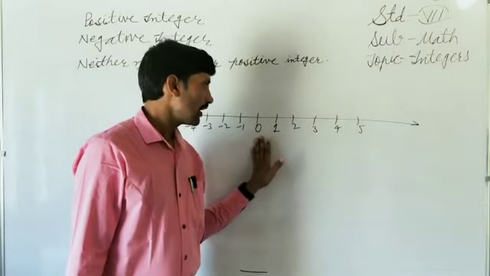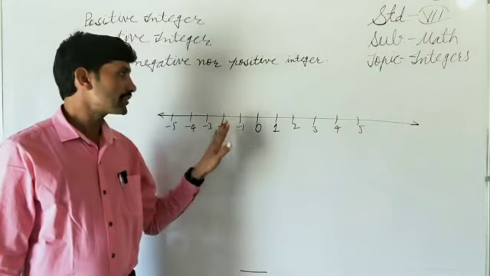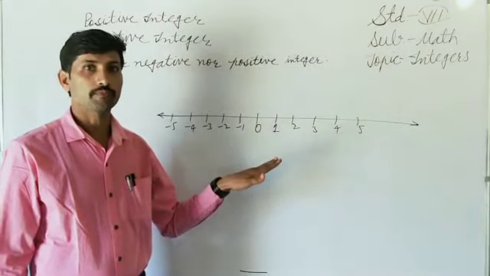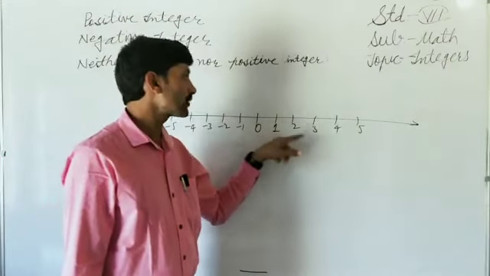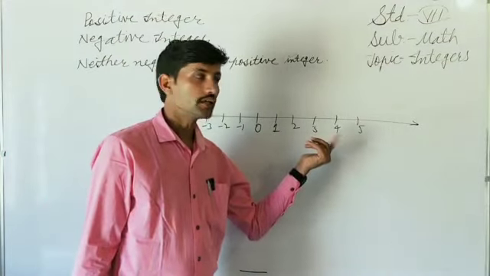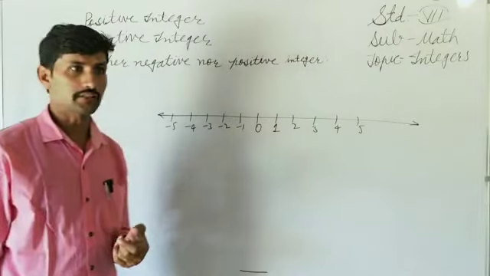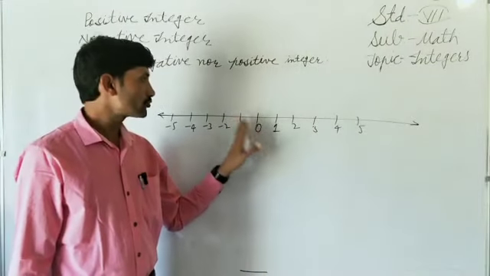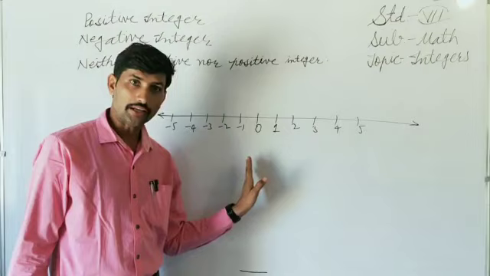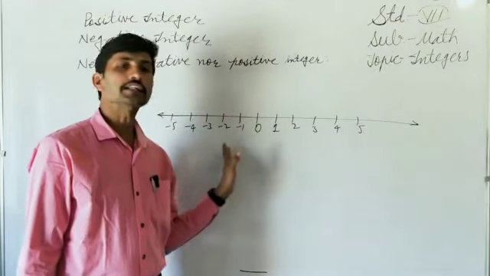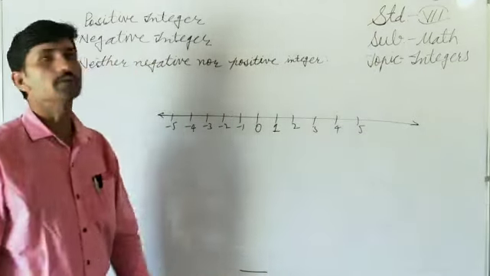So remember, an integer which is greater than 0, or we can say on the number line to the right side of 0, is known as a positive integer. An integer which is to the left side of 0 on the number line, or an integer which is smaller than 0, we call a negative integer.